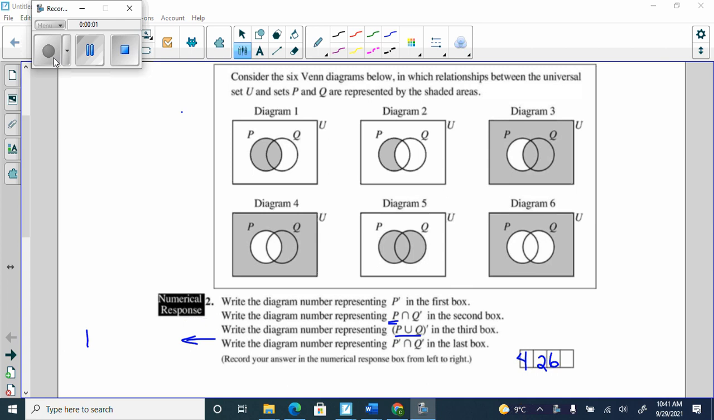We can go P or Q naught, because we can flip them, which is actually the previous one. So it's 4266, the exact same. These are the same, just written differently.